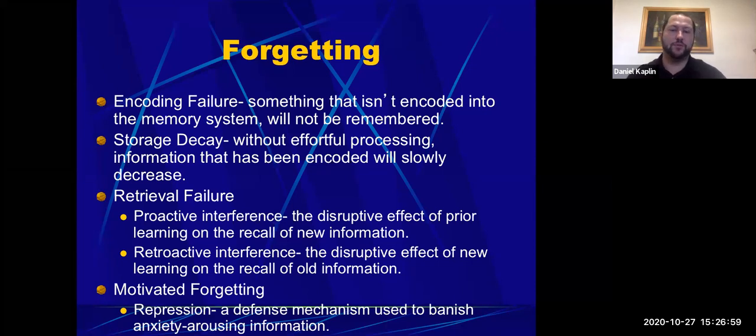So there's something called proactive interference. This is what we call a disruptive effect of prior learning on recall of new information. So if you learn something wrong the first time, it's all that much harder when you're trying to relearn it the right way to actually get it. Because the way you learned it the first time, if it was incorrect, interferes with learning new stuff. So that's proactive interference. Retroactive interference occurs too.